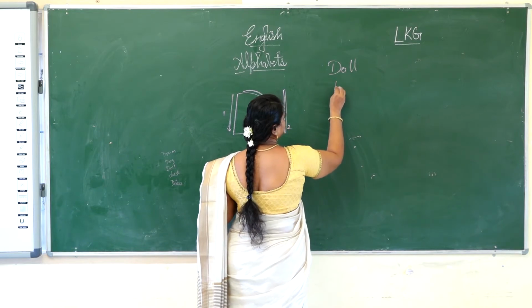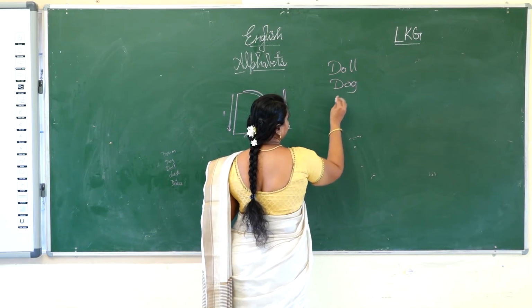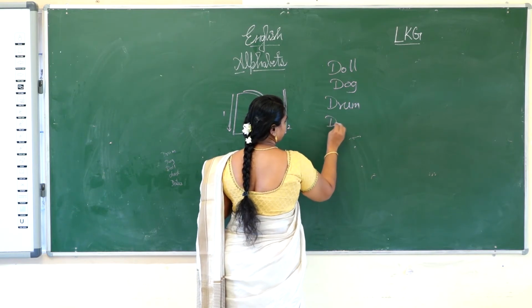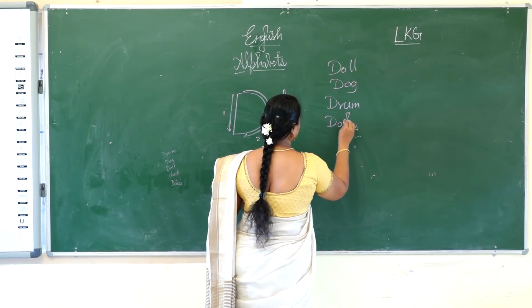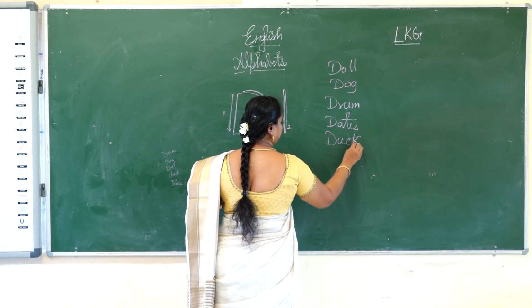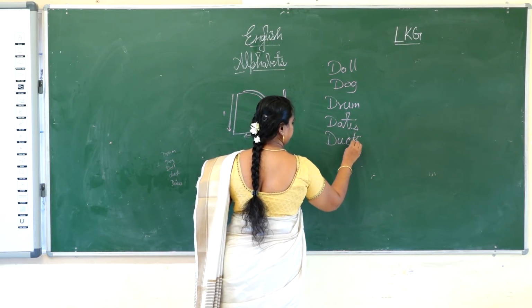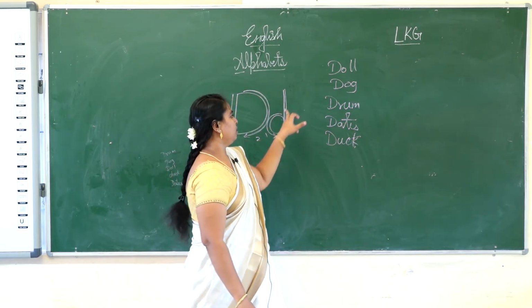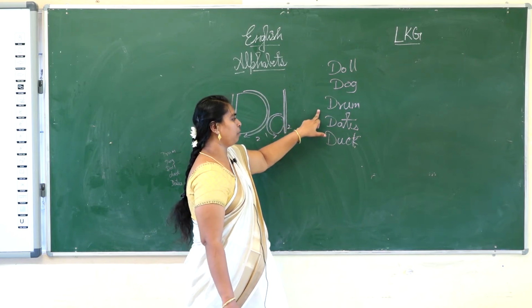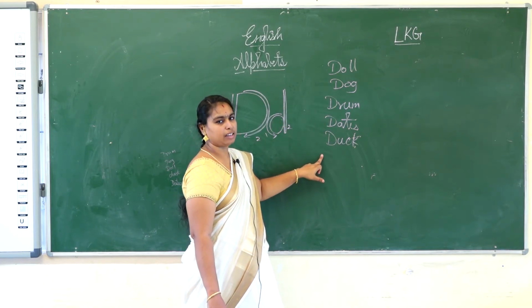Now let's see some words. Doll, dog, drum, dates, duck. Say, D is for doll, dog, drum, dates, duck.